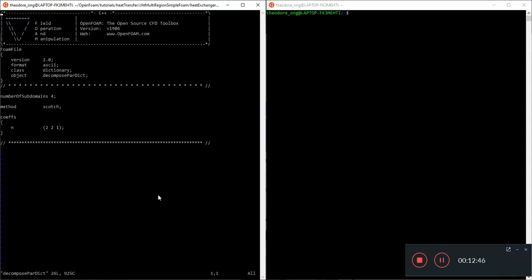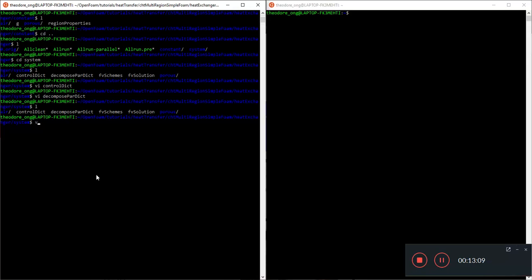Decompose parallel dictionary. Okay, this is a Scotch method, very simple method. I think in the X direction it divides into 2, the Y direction divides into 2, and we have 1, okay, 1 in the Z direction. So total number of subdomains should be 4. So it splits the whole case into 4 regions.